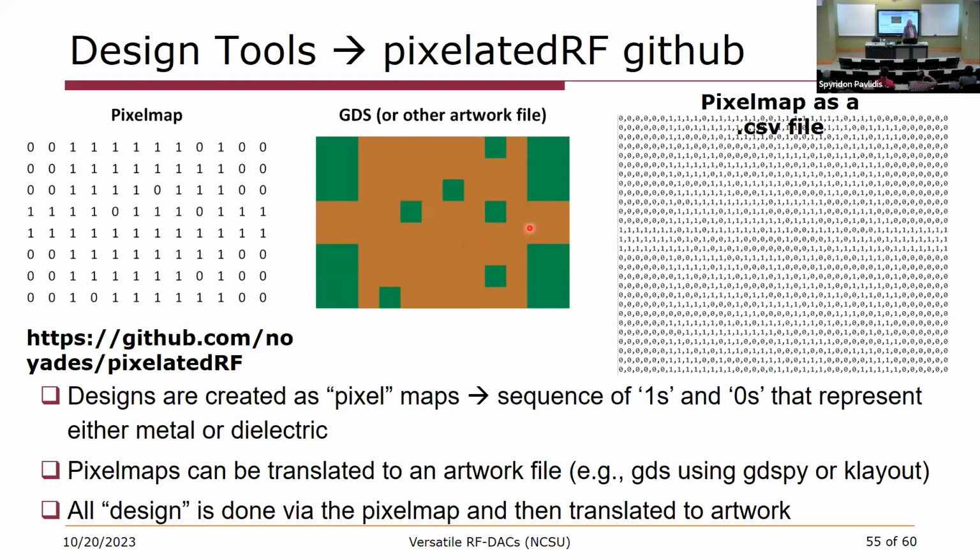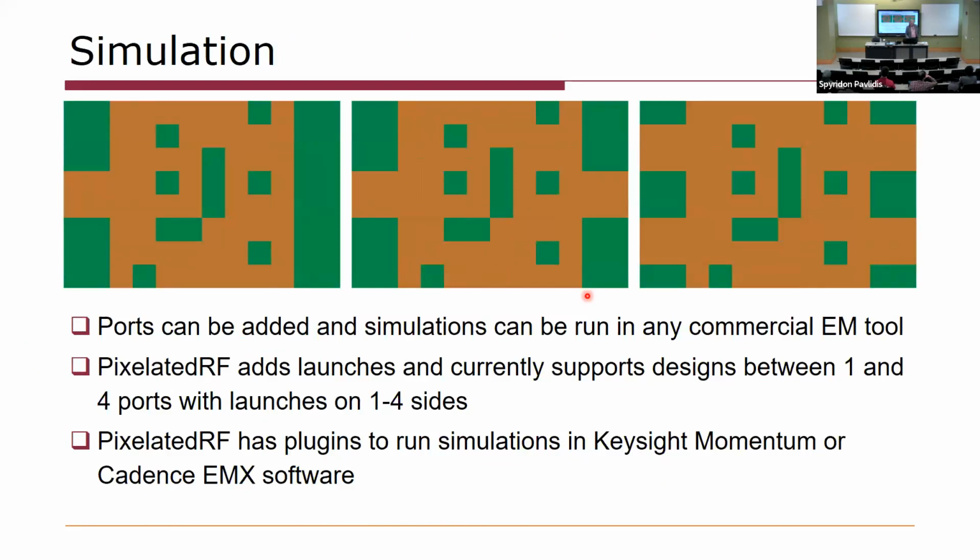And then we can export our artwork into commercial EM solvers like EMX or ADS and run a simulation. So we've done all types of multi-port simulations. Our tools can generally handle from 1 to 6 ports, and they can place the ports on different sides as well. So we can make fairly complicated structures.